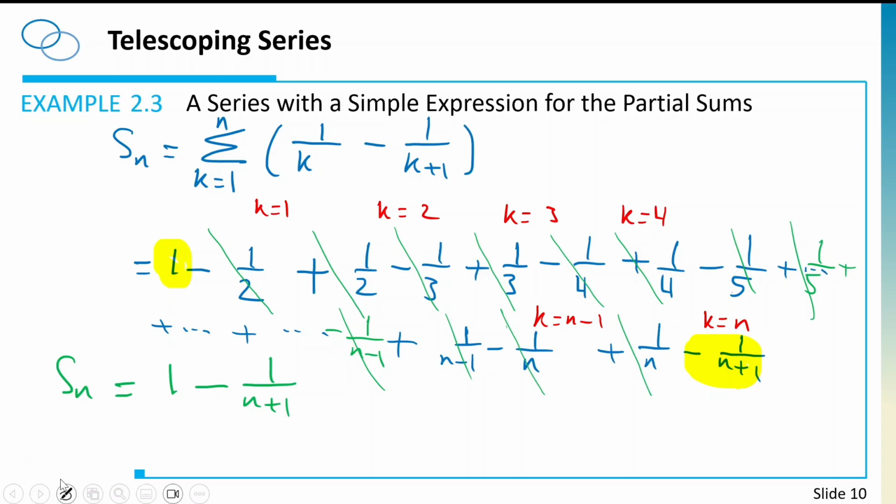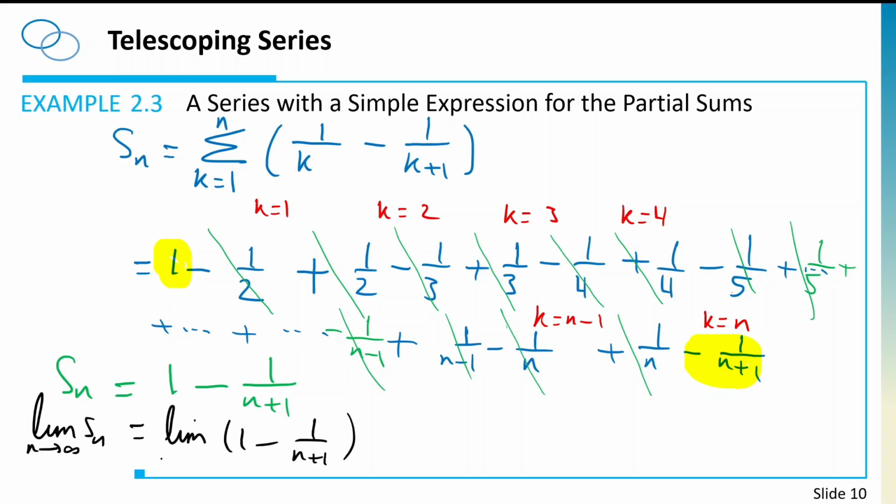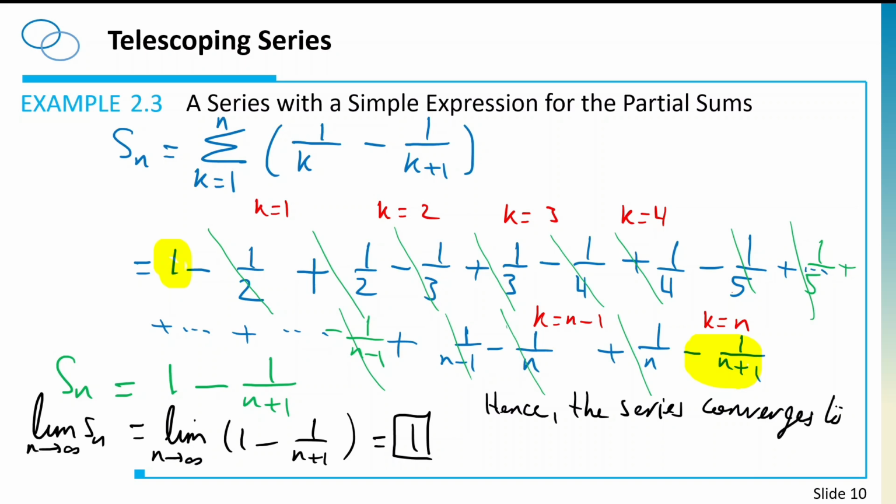So now the next step should be what? I'll take the limit for Sn as n approaches infinity. If you take the limit for 1 minus 1 over n plus 1 as n approaches infinity, this is clearly equal to 1. So I can say that hence the series converges to 1.